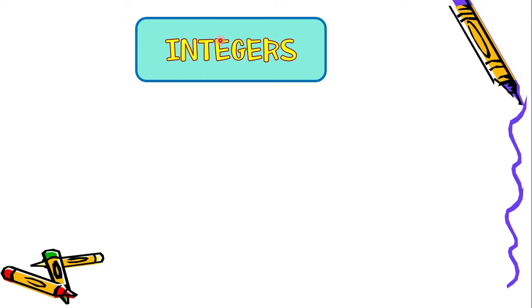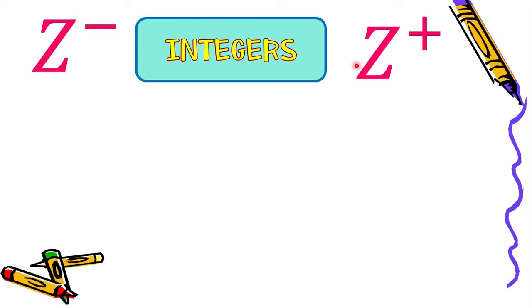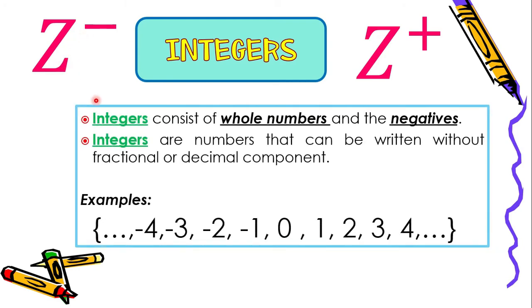Now we have integers. For representation, we have capital Z, and as your exponent, you have the positive sign. So Z positive, or Z raised to negative, or Z negative. Integers consist of whole numbers and the negatives. Integers are numbers that can be written without a fractional or decimal component. So for integers, you have 0 in the middle, your positive numbers to the right, and your negative numbers to the left. So integers consist of positive numbers, negative numbers, together with 0.